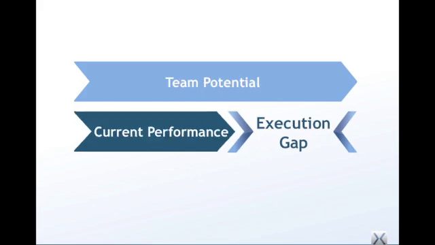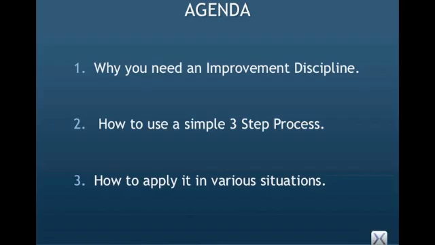In this particular case, very similar, but we're just looking at a team in any circumstance, the potential of that team, looking at its current performance and giving you a very simple discipline that might allow you to improve their current performance and get them closer to the potential that they have. We're just going to go through three very simple steps: why you need an improvement discipline, how you can use the simple three-step process, and finally how it can be applied in various situations, including predominantly some of the clients we've worked with and how they've chosen to use it.